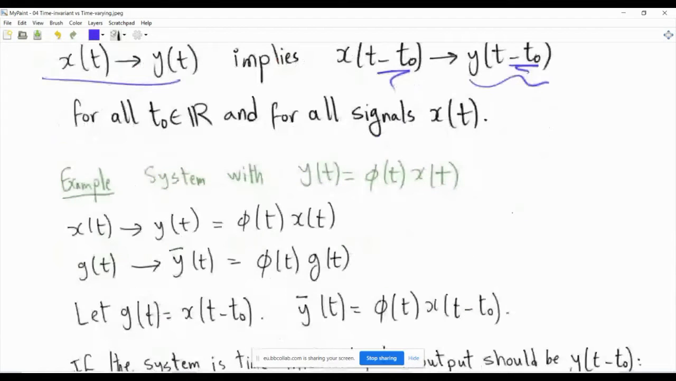Okay, so let's do the example that we studied, where we showed that the system is linear. Now let's investigate whether the system is time invariant or time varying. So again, it's our friend that takes a signal and multiplies it by a specified function. One example of this is the up converter in any transmitter for a communication system or a radar system.